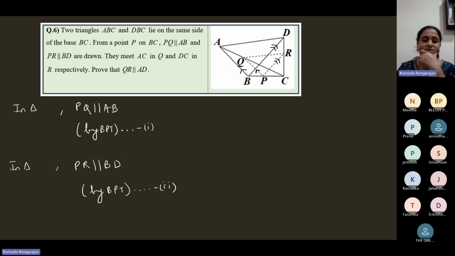So name the triangle. PQ parallel to AB. Which triangle? Angle BAC. Correct? ABC. Correct. Then PR parallel to BD. Which triangle? PR, BD, BDC. Correct. Or BCD.